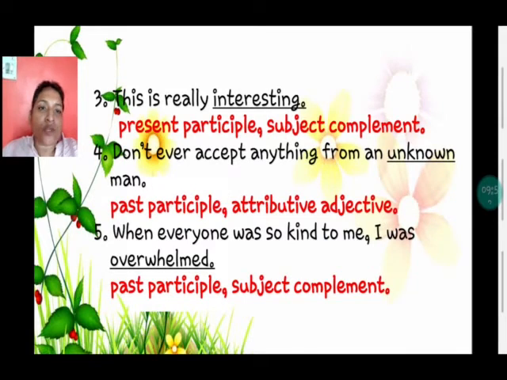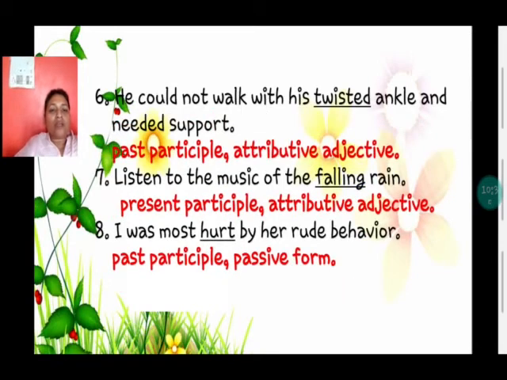This is really interesting. Interesting is a present participle and it is a predicative adjective. Don't ever accept anything from an unknown man. Now, unknown is a past participle and it is an attributive adjective. When everyone was so kind to me, I was overwhelmed. Now, overwhelmed is a past participle and here it is passive. He could not walk with his twisted ankle and needed support. Now, twisted is a past participle and it is an attributive adjective.